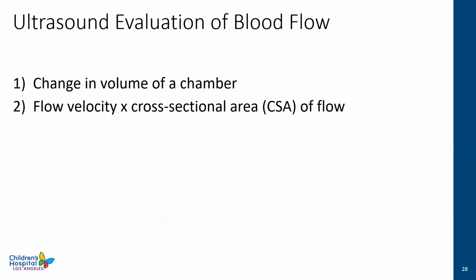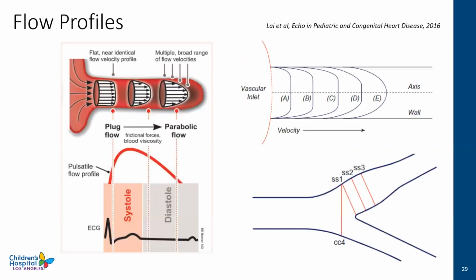So for blood flow evaluation, we can look at changes in volume of a chamber, or we can look at flow velocity and the cross-sectional area of flow. And so it's important to look at flow profiles, which are basically made up by different velocities across a flow stream. This diagram is to basically show you differences in flow profiles in normal pulsatile blood flow throughout the cardiac cycle in different vessels.